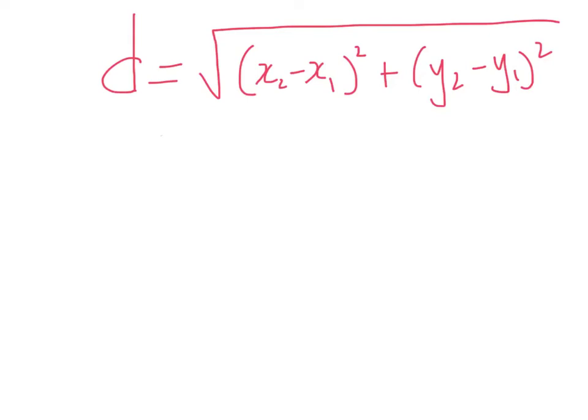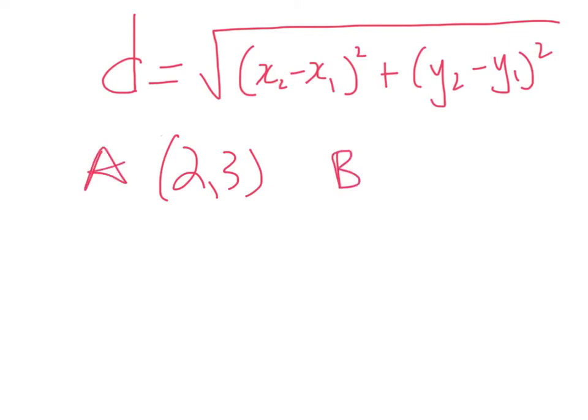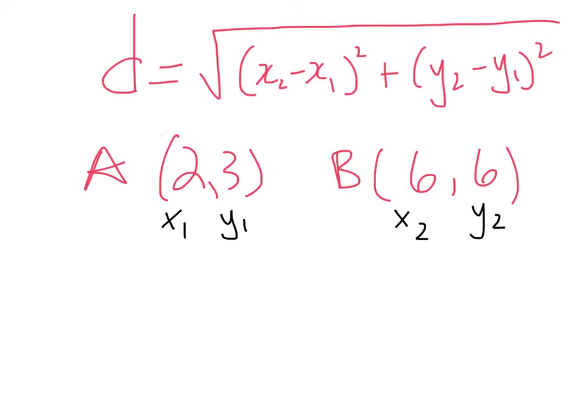So let's just look back, just so that I have it. We had 2, 3, which was A, and B was 6, 6. All right. So again, what I'm just going to do is label them. It doesn't matter which ones you label, just stay consistent, which means that's x1, and this has to be y1. I'm staying consistent: x2 and y2.